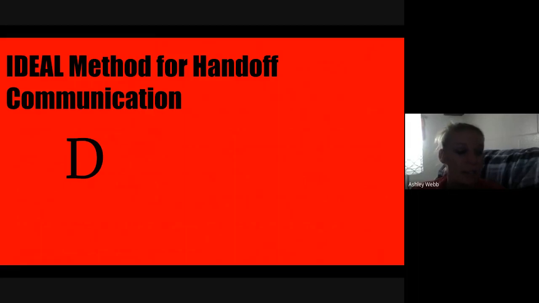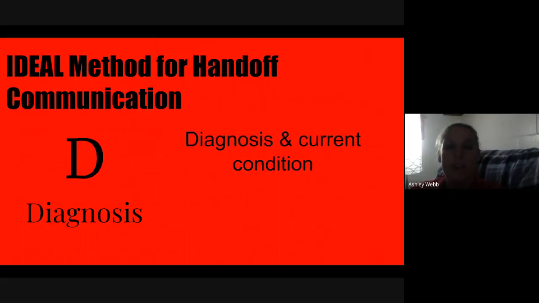The D stands for diagnosis. Diagnosis is pretty clear cut. This is talking about the diagnosis and their current condition. So you might say, I'm talking about Ashley Webb, date of birth 6/17/82. She is the diabetic that's been hospitalized for the last week. And towards the middle of the day, her blood sugar was really crashing. And so her numbers have been down under 100 all afternoon.